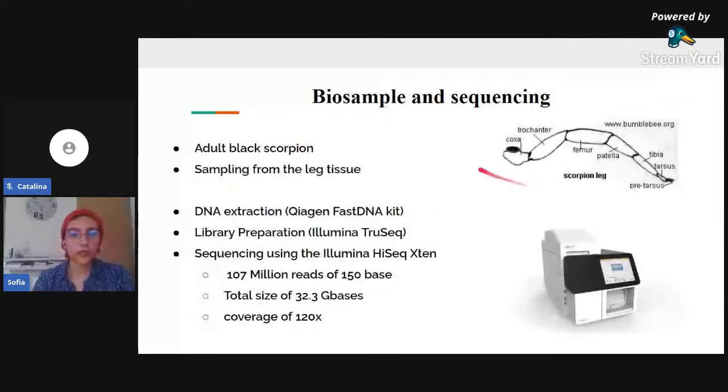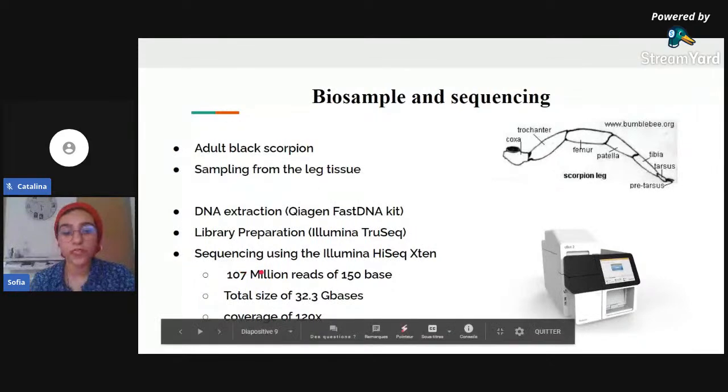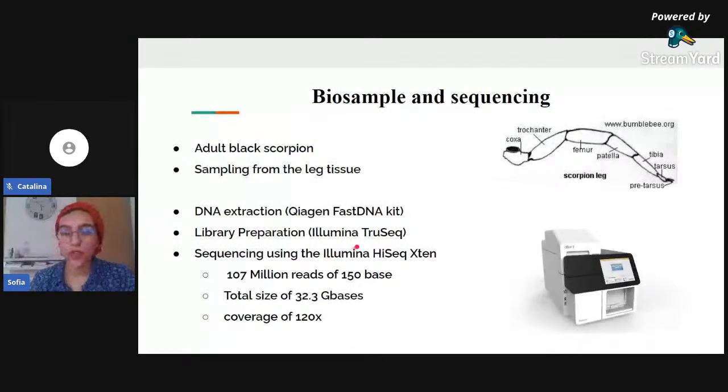So coming to the biosample and the sequencing, the biosample was an adult black scorpion. The DNA was extracted from the leg tissue with the Qiagen Fast DNA kit. Then library preparation was performed with the Illumina TruSeq, and sequencing was done using the Illumina HiSeq, which generated 107 million reads of 150 bases and a total size of 32.3 gigabases with a coverage of 120X.